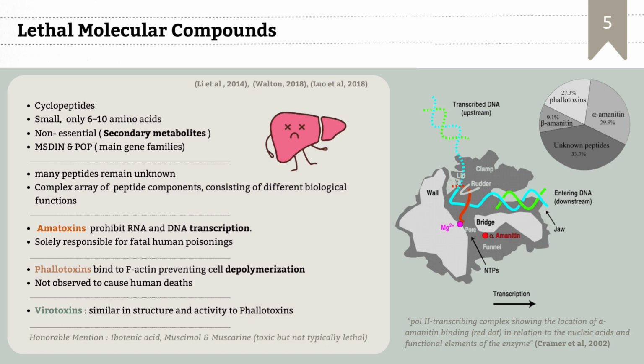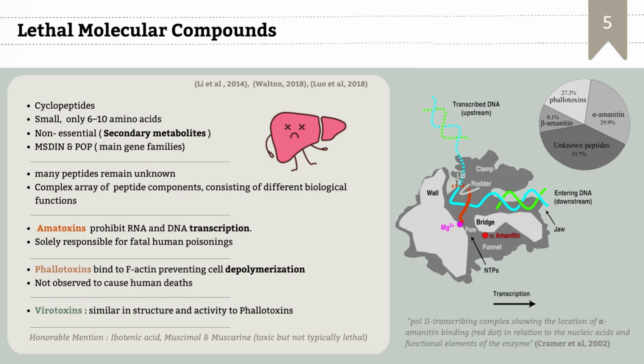There's a complex array of peptide components, and they all consist of different biological functions, and they can be quite varied between species. So amatoxins are the biggest ones. They inhibit RNA and DNA transcription, which makes them solely responsible for fatal human poisonings. In this little picture on the right, you can see RNA polymerase 2 with alpha-amanitin in the binding site. I just thought it was a nice representation of it.